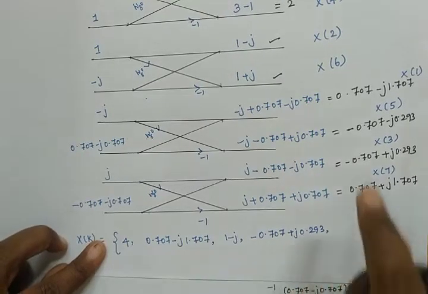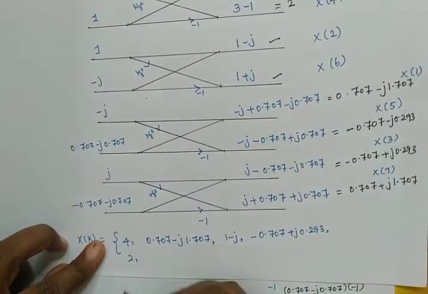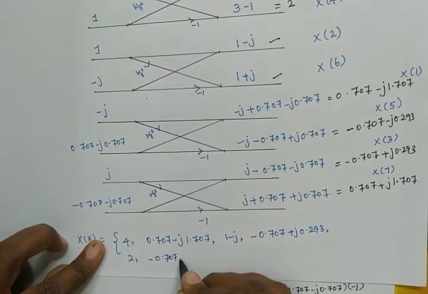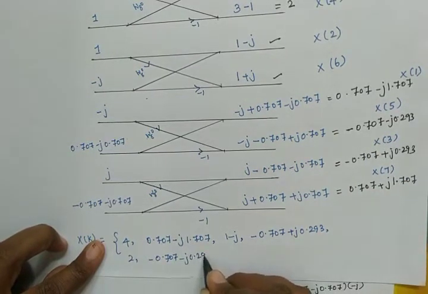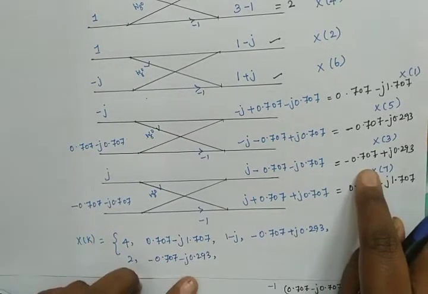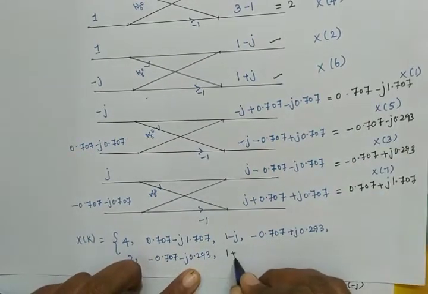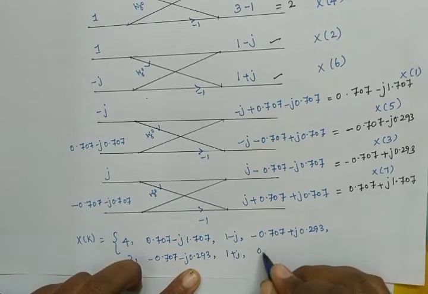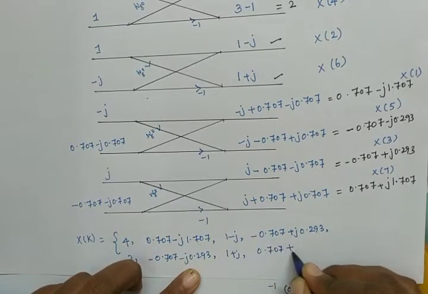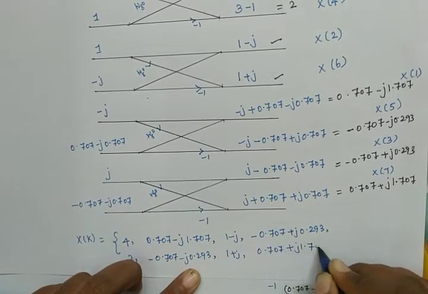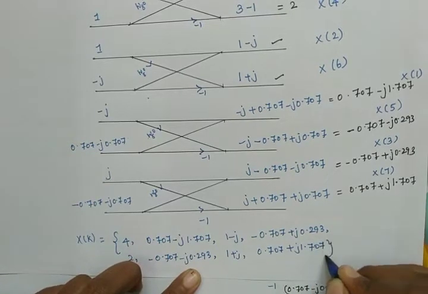Now what is x of 4? X of 4 is 2. What is x of 5? Minus 0.707 minus j 0.293. Now what is x of 6? X of 6 is 1 plus j. What is x of 7? 0.707 plus j 1.707. Now this is the final answer.